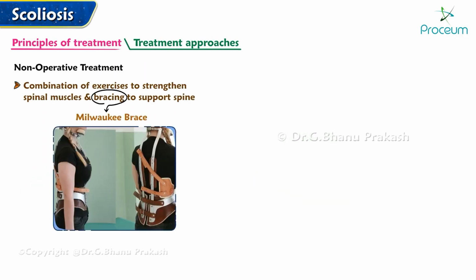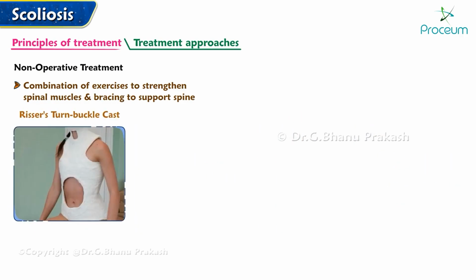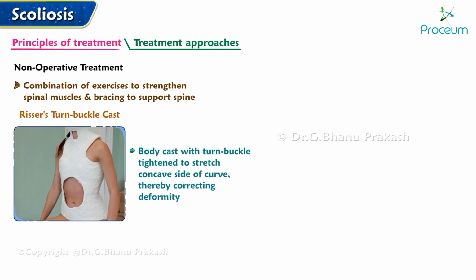The Milwaukee brace. Designed in Milwaukee, this brace is custom-made and used for curves high in the spine. The Boston brace. This is more cosmetically pleasing and is used for curves in the lower spine. Risser's turnbuckle cast. A body cast with a turnbuckle that can be tightened to stretch the concave side of the curve, thereby correcting the deformity.